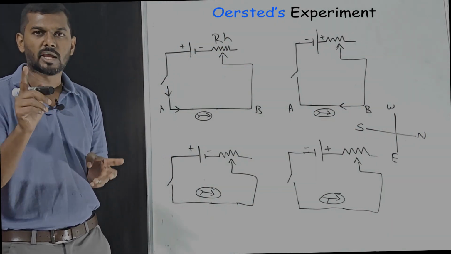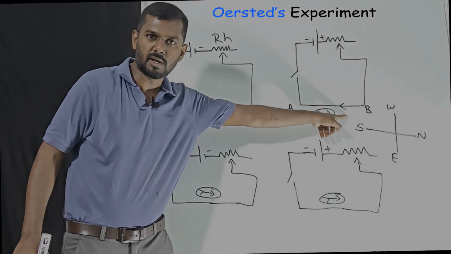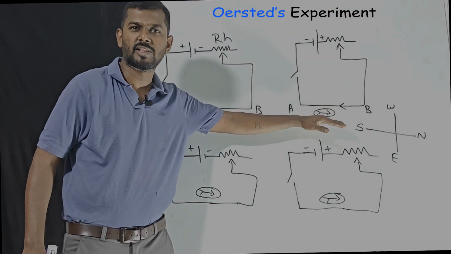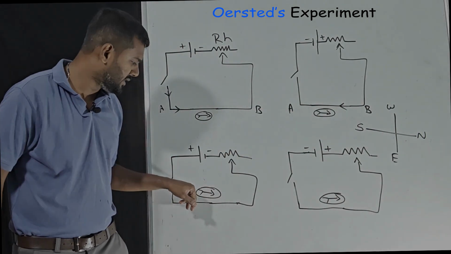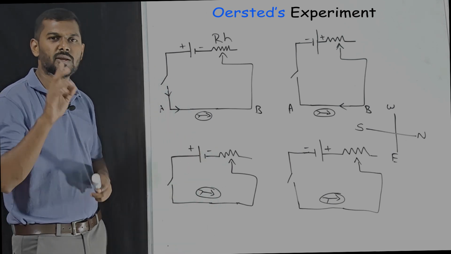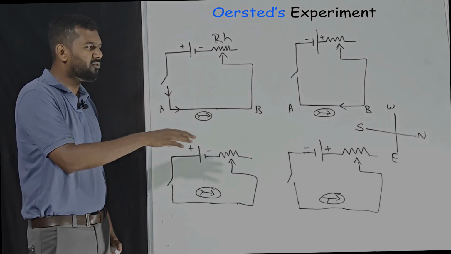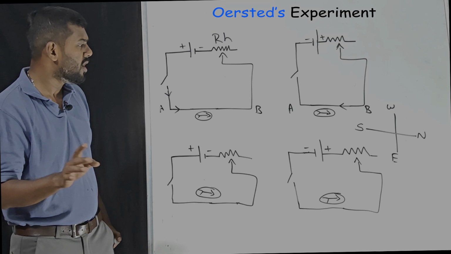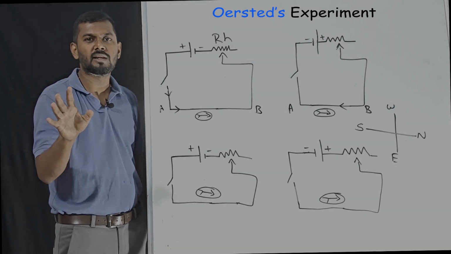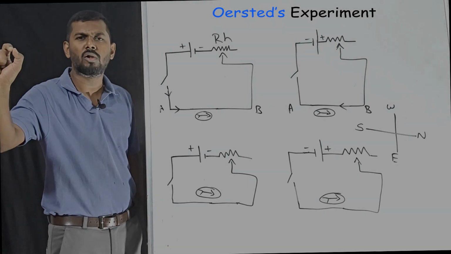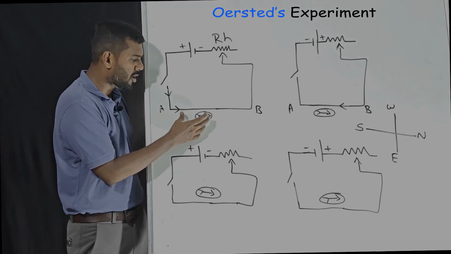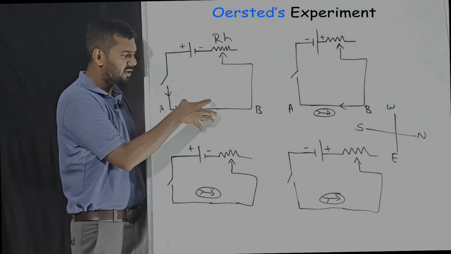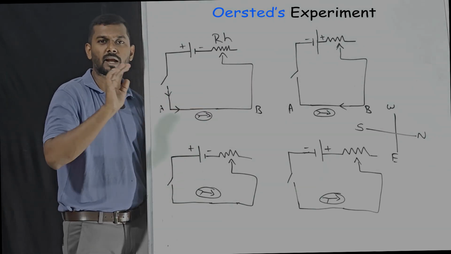We care only about two things: from which direction the current is coming, and where the compass is, whether it is below or, like in this case, above. Those two are important. First we'll learn for below. Above will be exactly opposite. So in exam you have to be very clear. You have to observe all the words properly, whether the compass is below or above. First we'll learn for below. Above will be exactly opposite.